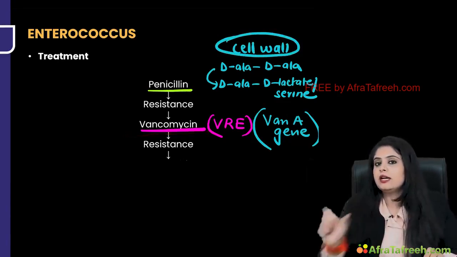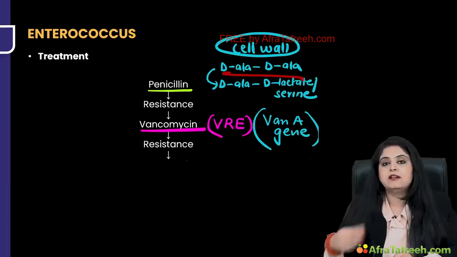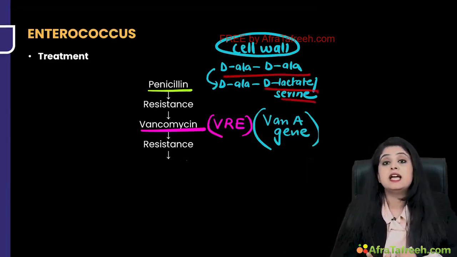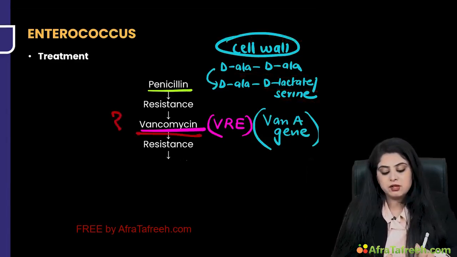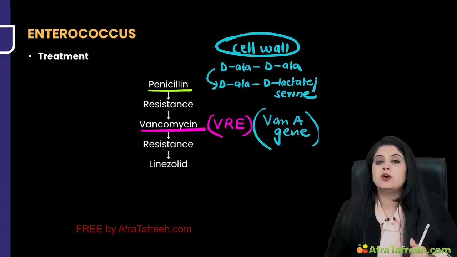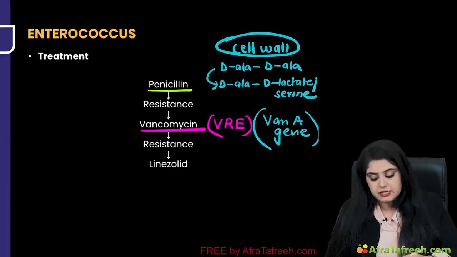Vancomycin was told to go and attack Enterococcus. The address of Enterococcus is D-ala D-ala. Enterococcus changed its address. It started saying my address is now D-ala D-lactate. So now vancomycin is lost. That is why this is vancomycin-resistant Enterococcus, to which now we give linezolid. That's the entire story of Enterococcus.